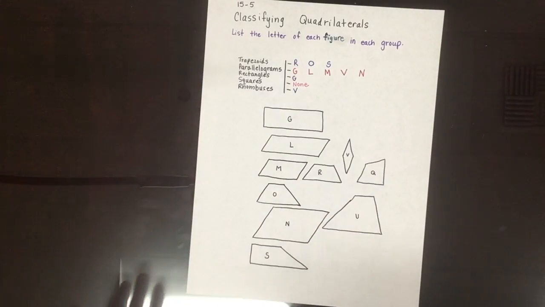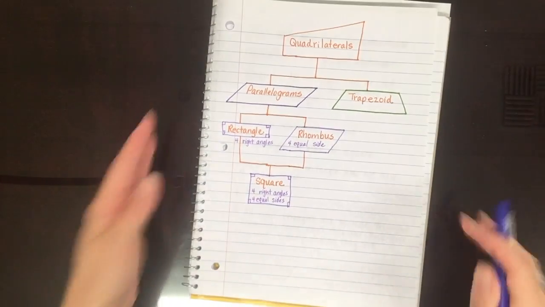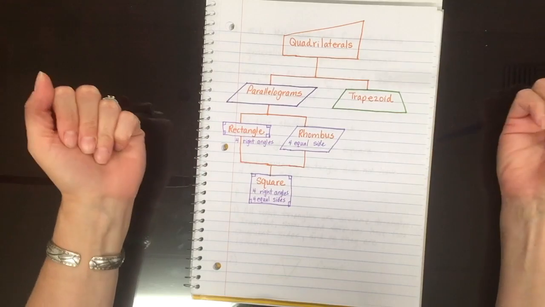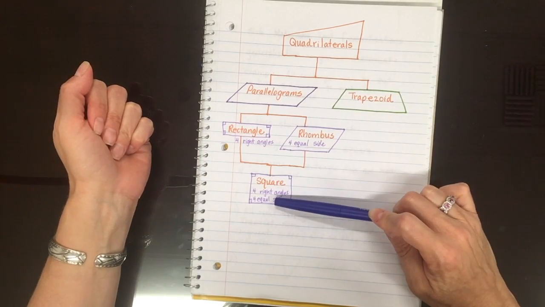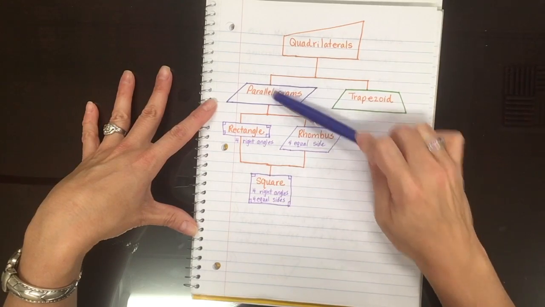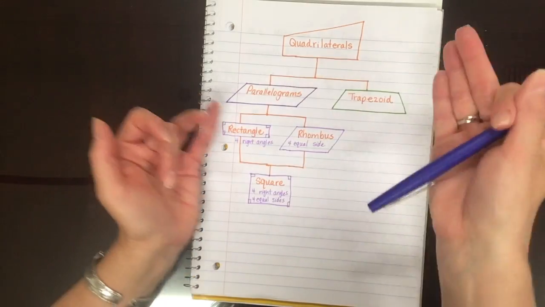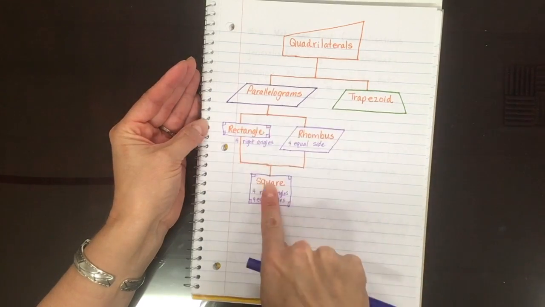Okay, so for classifying today on your quick check, it says which quadrilateral is not a parallelogram. So if you're thinking about this picture here, it will really help you with this question. I have a square, a trapezoid, a rhombus, and a rectangle. So out of those, which one is not a parallelogram? Well, I can see right off the bat which one is separate. It's not a parallelogram, it's the trapezoid.